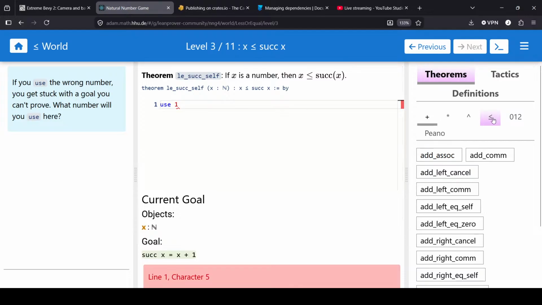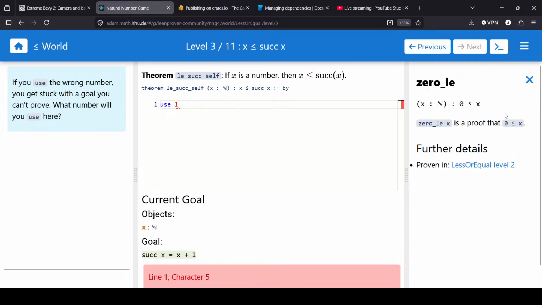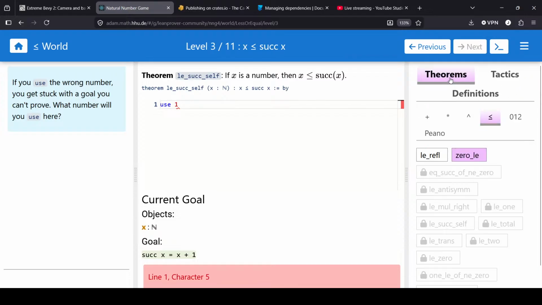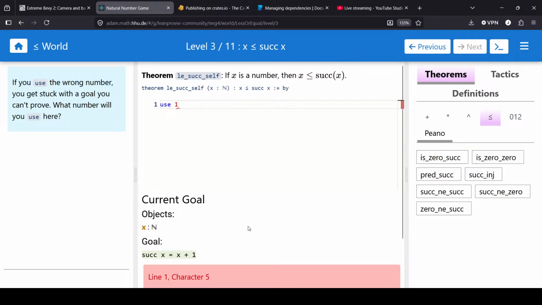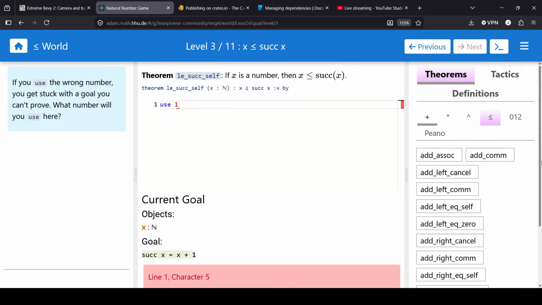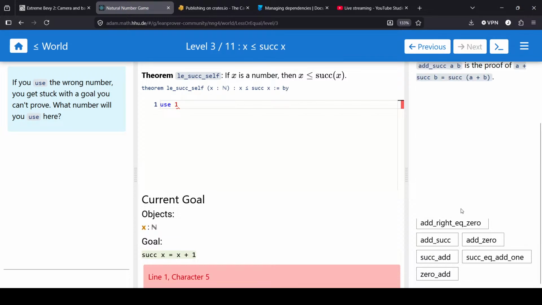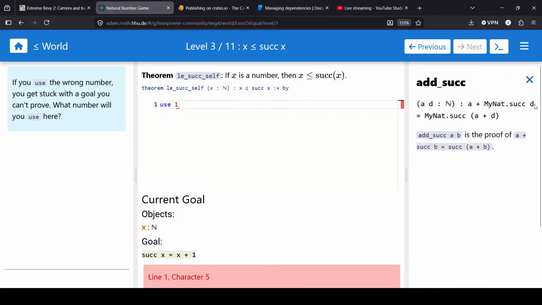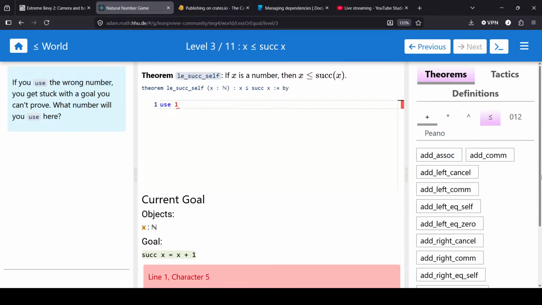And then I have to do something. Okay, well, now we have this. I don't think we need it, though. So what do I do with you? I need to rewrite you as succ. How do I do that again? Do I need to add succ? No, probably not.